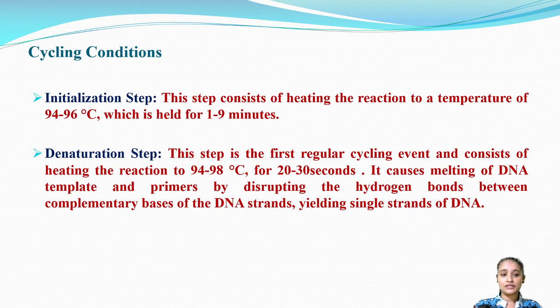Before the denaturation step, we carry out the initialization step, heating the reaction to 94 to 96 degrees Celsius and holding for 1 to 9 minutes. After that, we carry out the denaturation step at 94 to 98 degrees Celsius for about 20 to 30 seconds. It causes the melting of the DNA template and primers by disrupting the hydrogen bonds between complementary bases of DNA strands, yielding single strands of DNA. So in the denaturation step, our double-stranded DNA splits into single-stranded DNA.